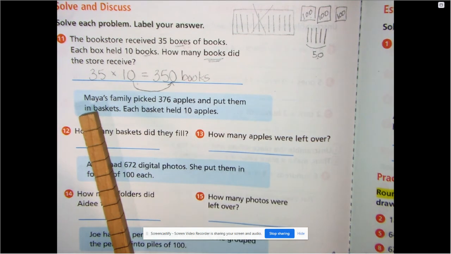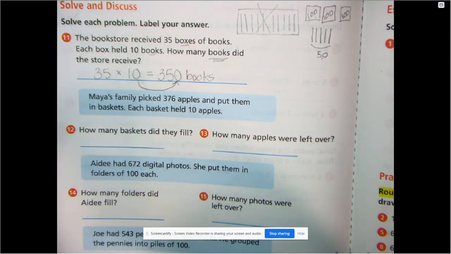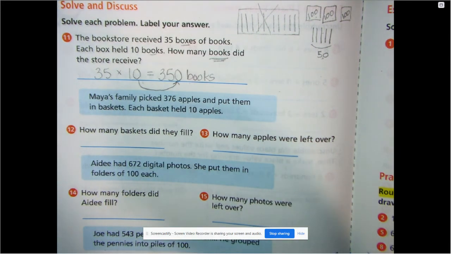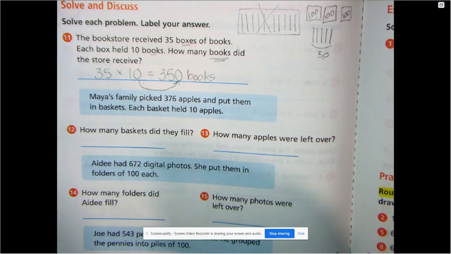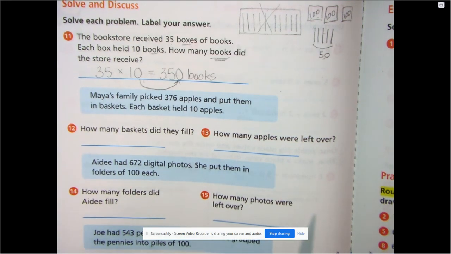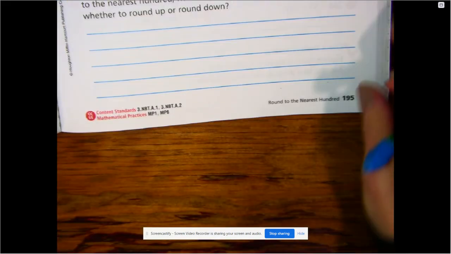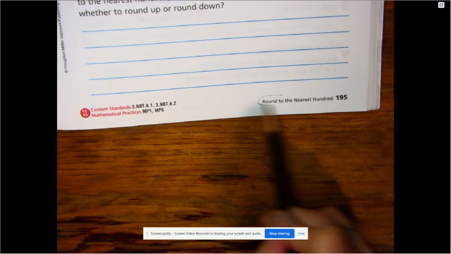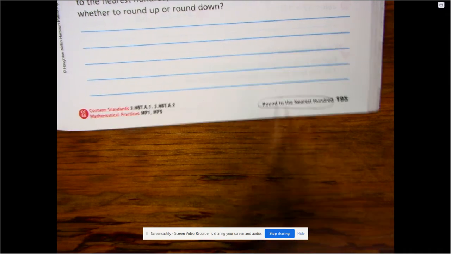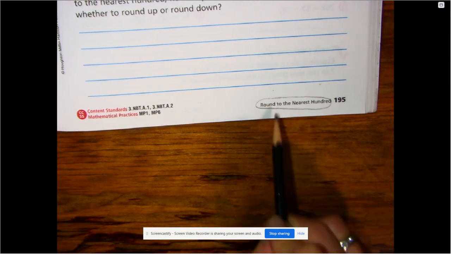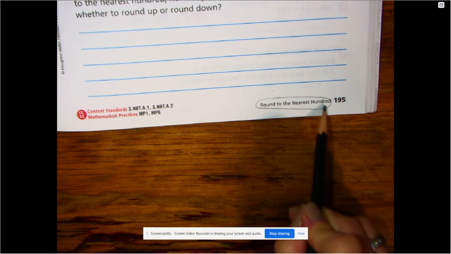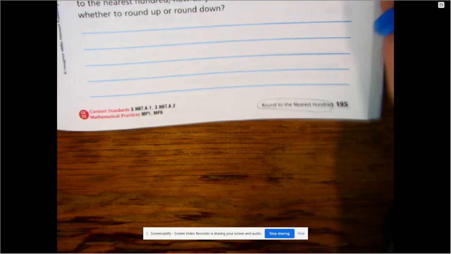We've done it a couple of times in some other spots in our math journal, but I wanted to point that out today before we start on our new lesson, which is all about rounding. So the next page is page 195. And if you look at the very bottom, down here gives you the big idea. We're going to learn about rounding to the nearest hundred. All right, so we'll talk about that.